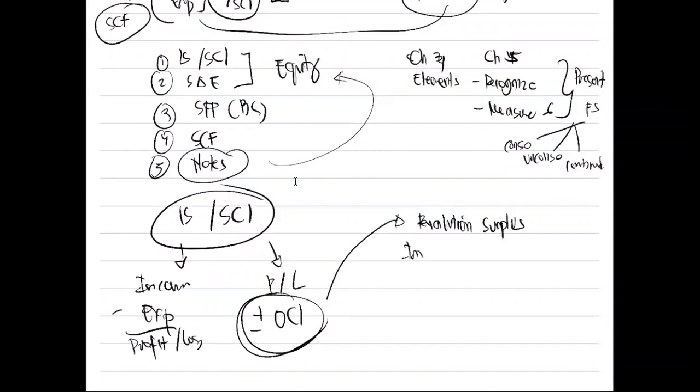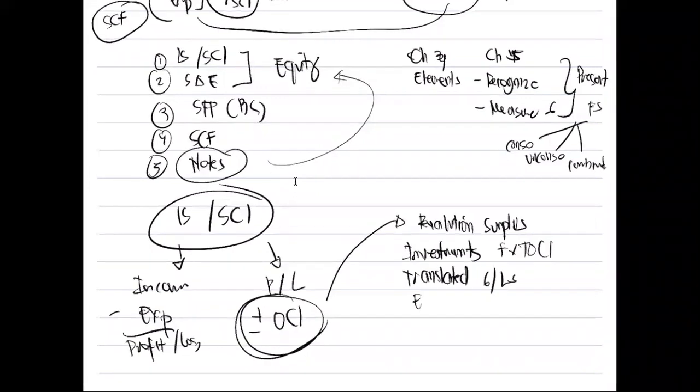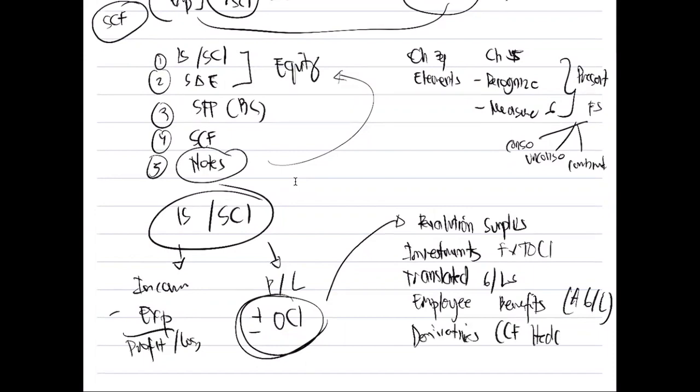Next, we have your investments measured under fair value through other comprehensive income. Next, we have your translation gains or losses as to your foreign financial statements. Next, we have your items of employee benefits, particularly its actuarial gains or losses. Lastly, we have your derivatives measured as cash flow hedge.